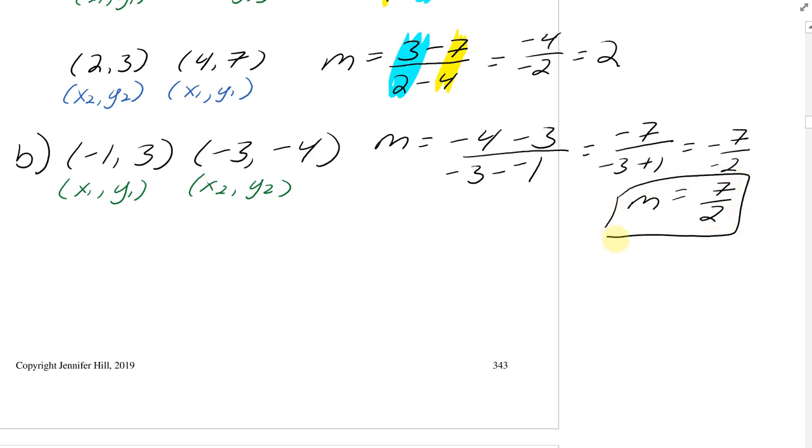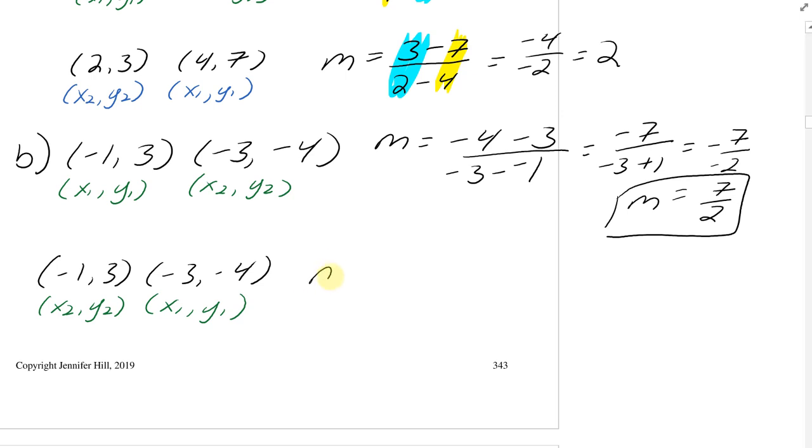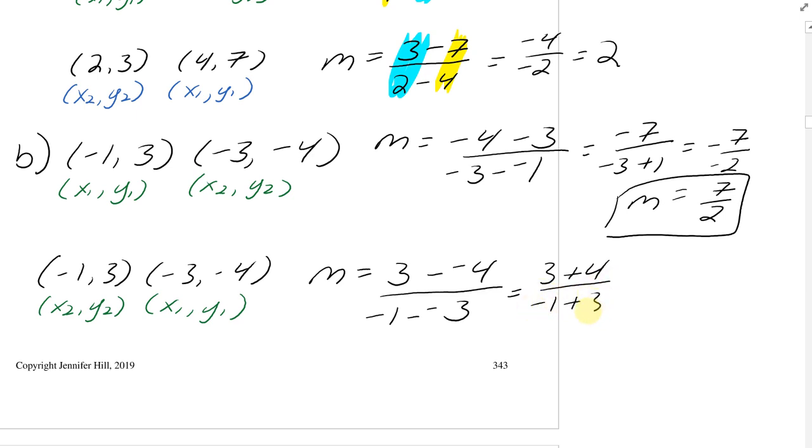Now I want to calculate this the other way. So I have negative 1, 3, and negative 3, negative 4. Now I'm going to think of this as my x2, y2, and this as my x1, y1. Let's see if this still works. I'm going to take y2 minus y1, so that's 3 minus negative 4. And then x2 minus x1, so that's negative 1 minus negative 3. So this becomes 3 plus 4 over negative 1 plus 3, and ultimately this equals 7 over 2. So yes, we did get the same thing, and that's really what we're looking for, and we just want to make sure that we're good on that.